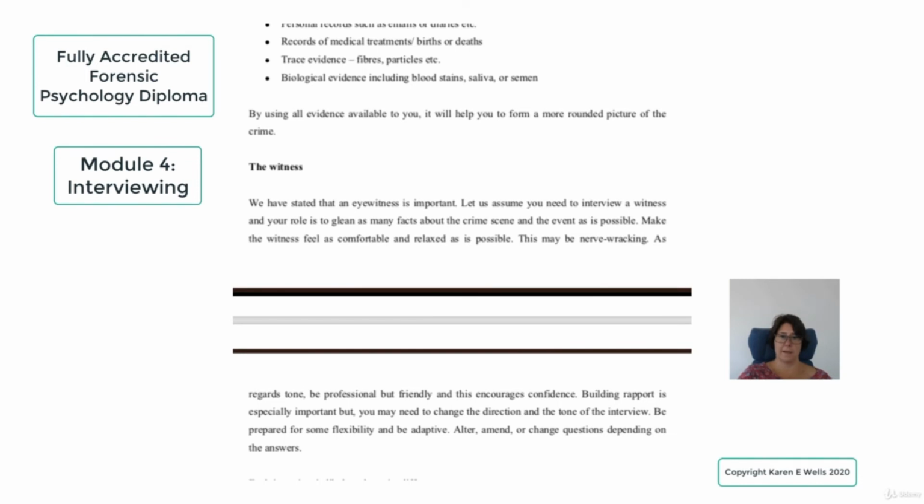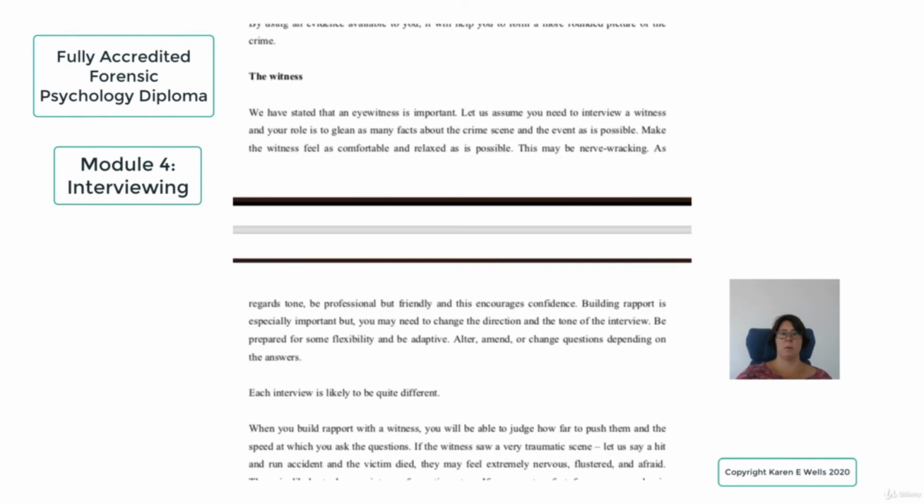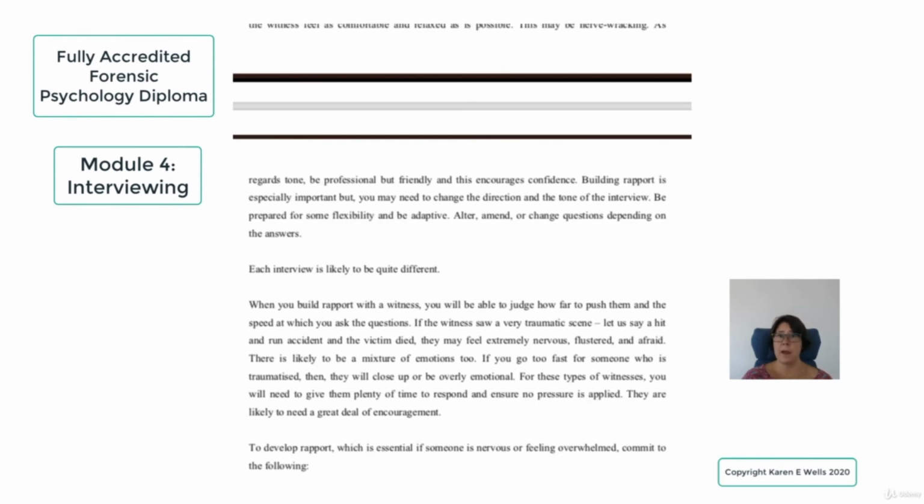So, the witness, let's have a look at the witness. Now, we've stated so far in the course that if possible, an eyewitness is important. So if we assume that you need to interview a witness and your role is to glean as many facts about the crime scene as possible, you're going to make the witness feel as comfortable and as relaxed as they can, because of course it might be nerve-wracking for them.